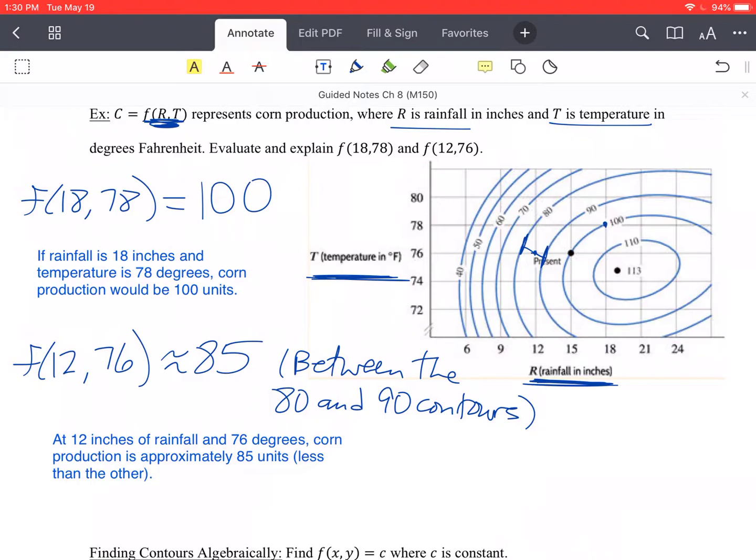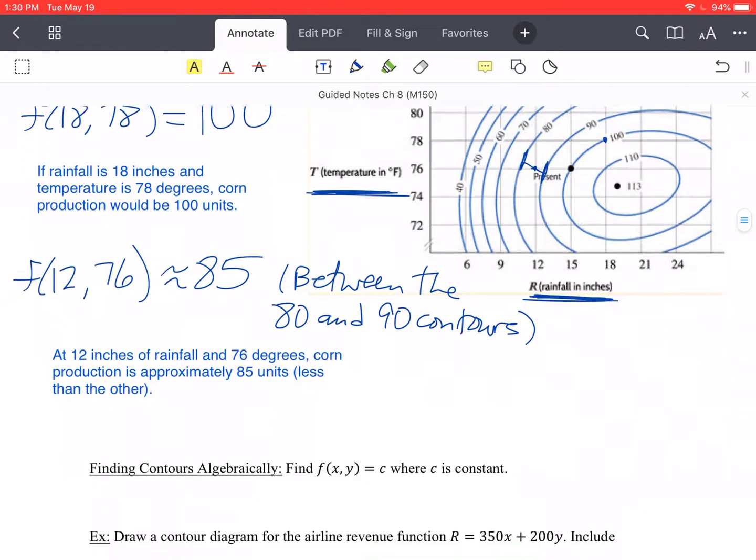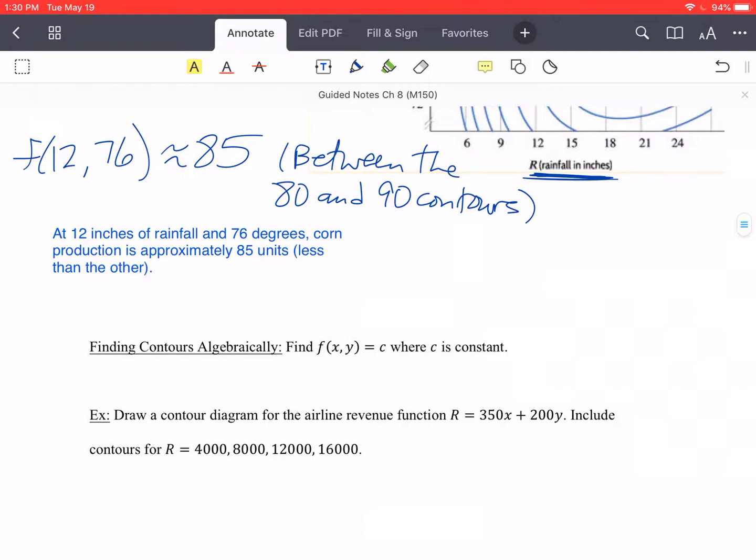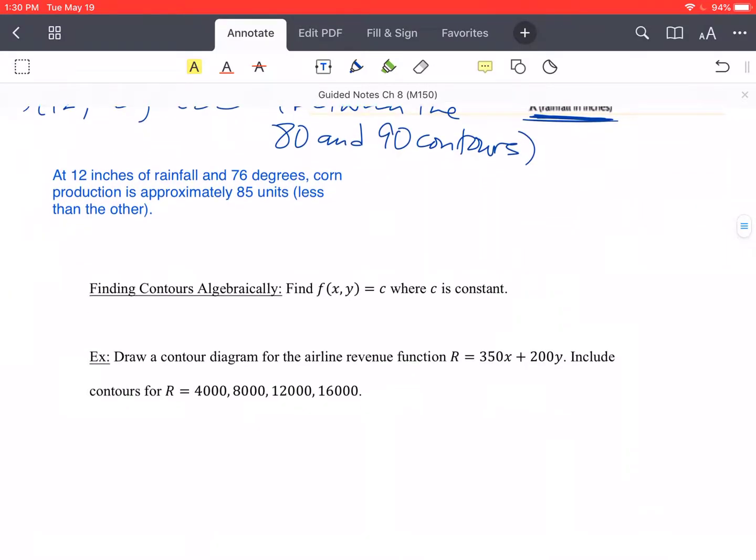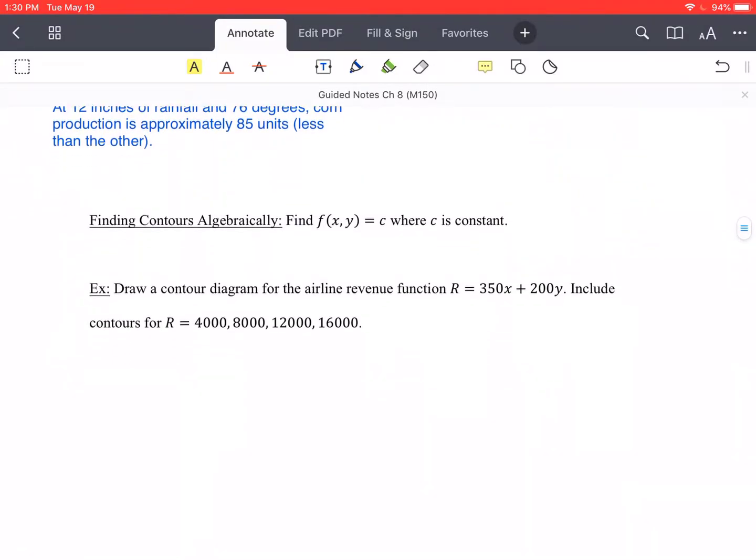Okay, so let's look at one more. Finding contours algebraically. So find f of x,y equals c, where c is constant. This is how we're going to find contours. You take the function, you set it equal to a constant, and when you set it equal to a constant, that gives you one level curve.